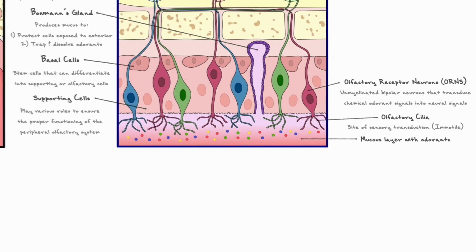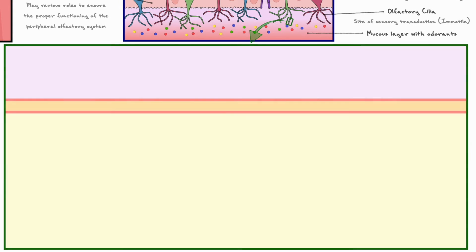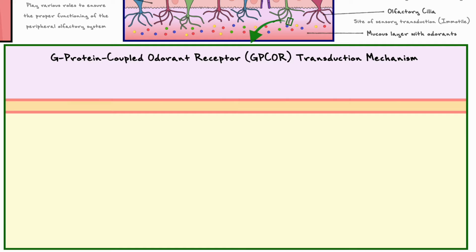To do so, we have to take a closer look at the membrane of a given olfactory cilia. It turns out that the main mechanism that allows to transduce odors is mediated by G protein coupled receptors, or simply GPCRs.